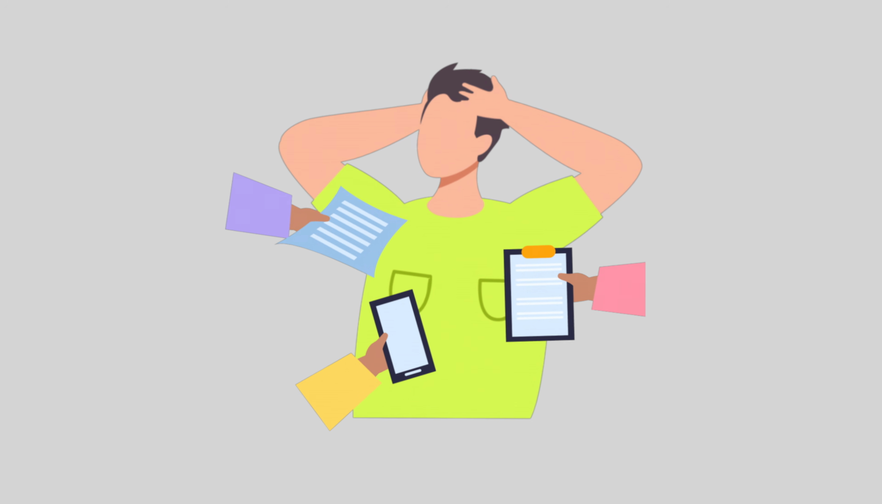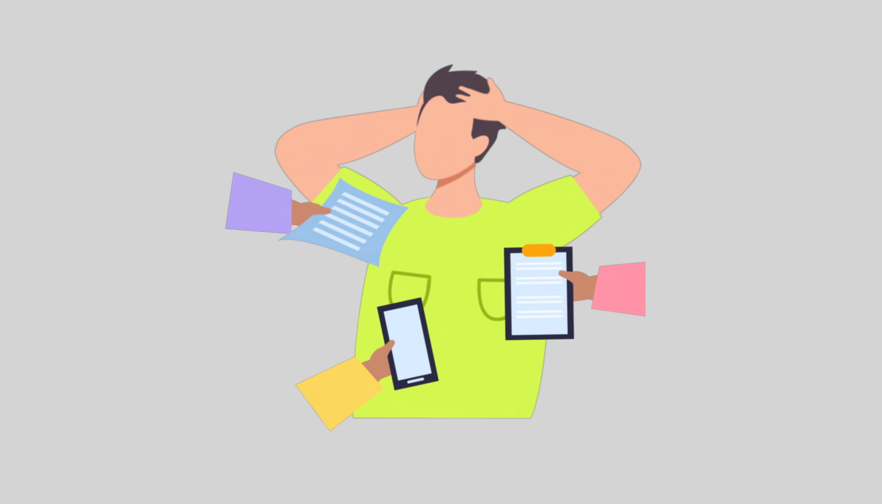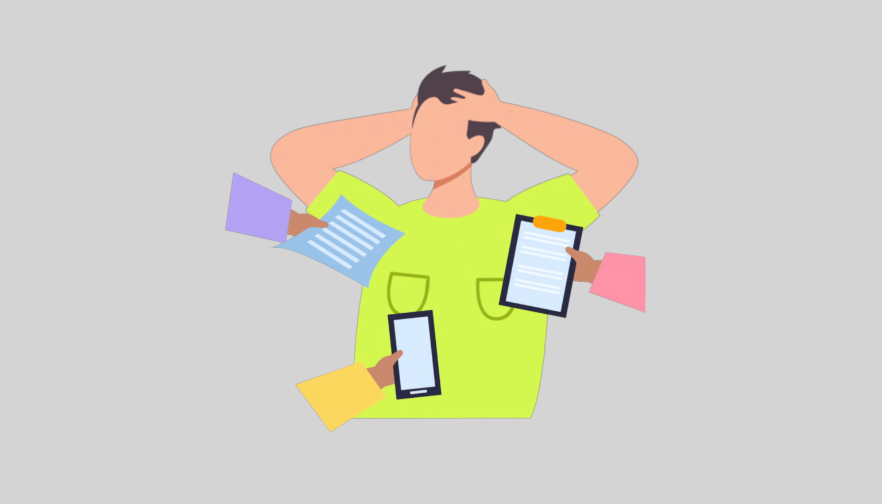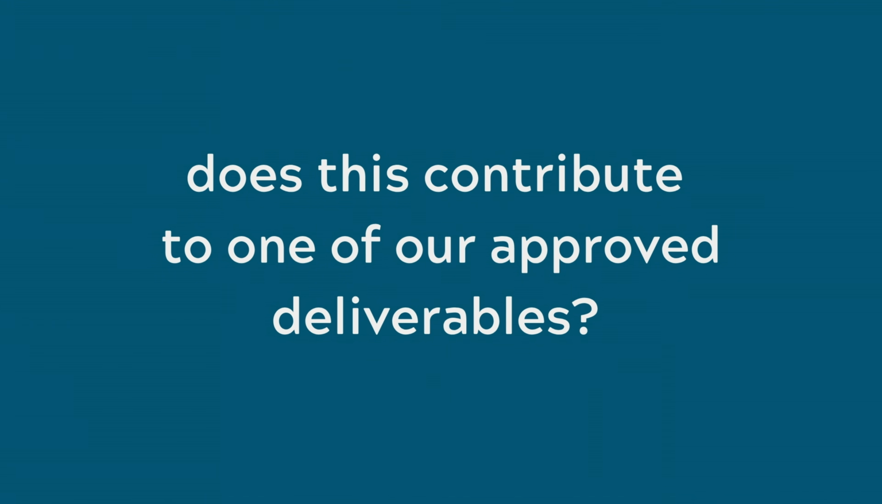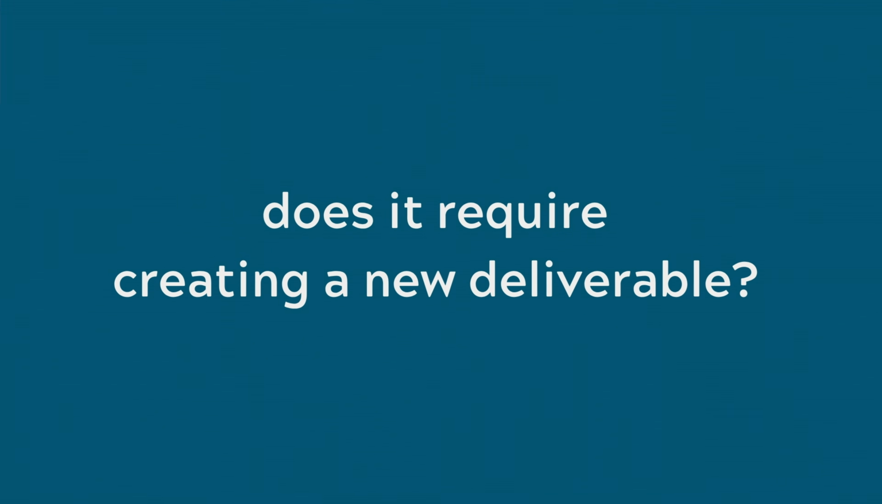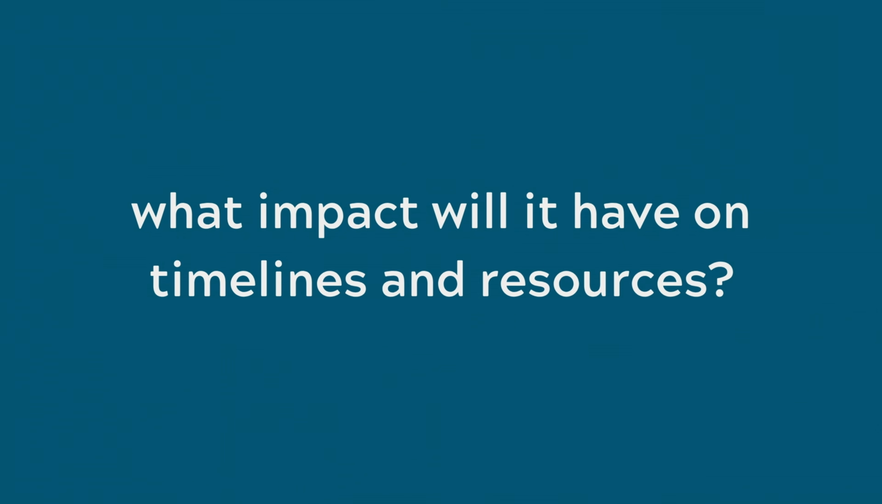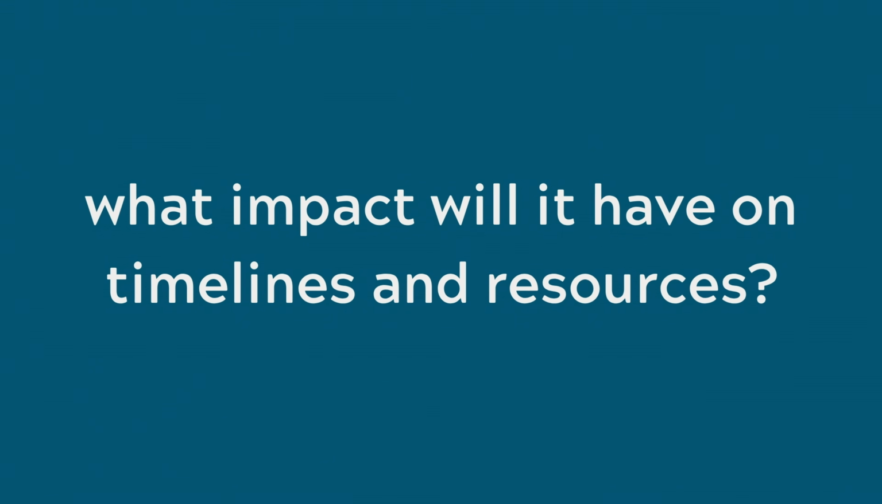One reason I prioritize defining deliverables is that they're incredibly helpful for managing project scope. When deliverables are clearly defined, it's easier to evaluate new requests and determine whether they belong within the project. If someone proposes additional work, the project team can ask, does this contribute to one of our approved deliverables? Does it require creating a new deliverable? What impact will it have on timeline and resources? Deliverables create boundaries that help teams stay focused on their original objectives.